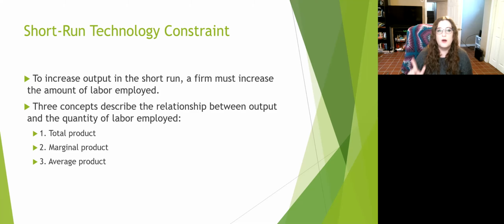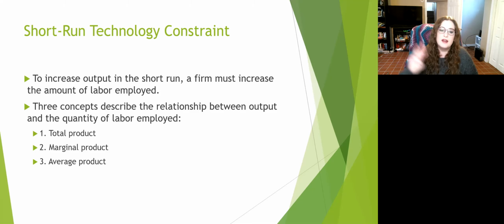The second is going to be marginal product. How much extra am I getting from each person I'm employing? If I bring in a second worker and all of a sudden I'm able to produce 50 more cookies, that's a big difference. The marginal product of that second worker is the extra amount I'm able to produce. It's that 50 cookies.